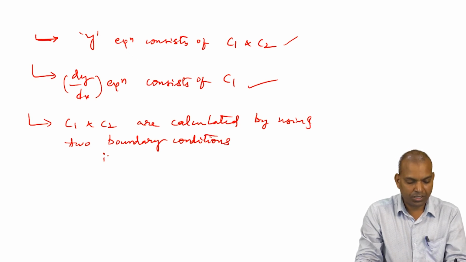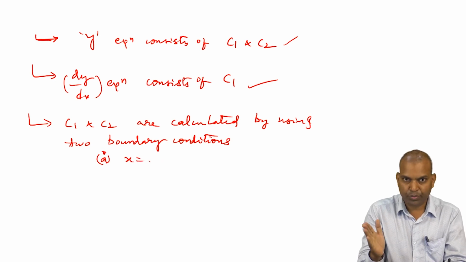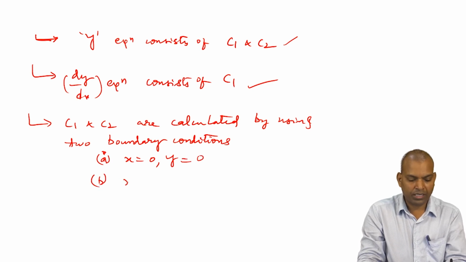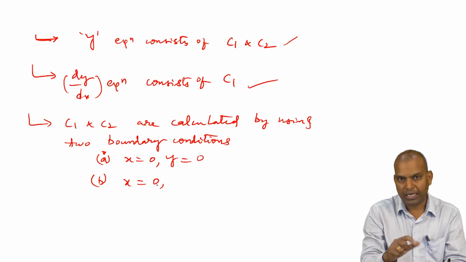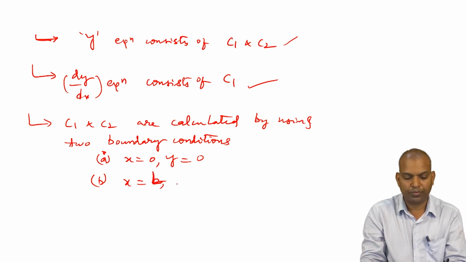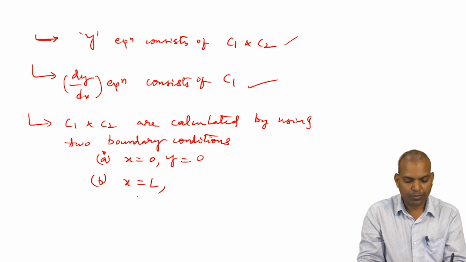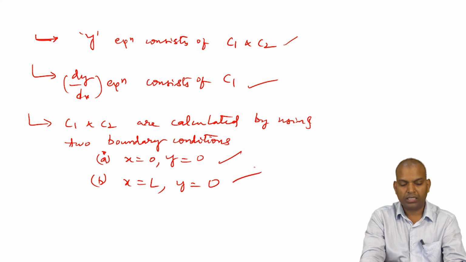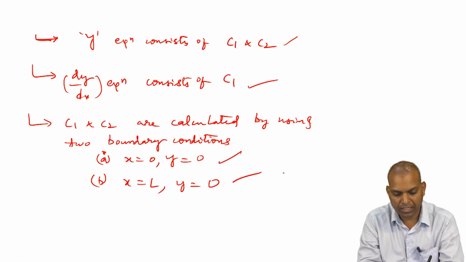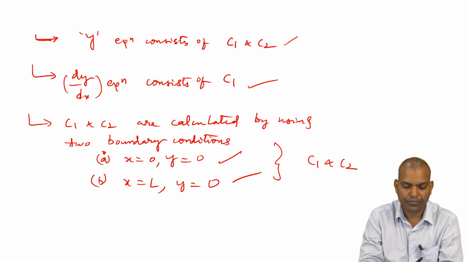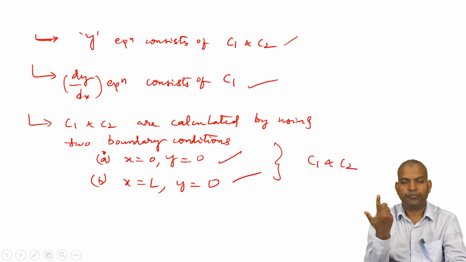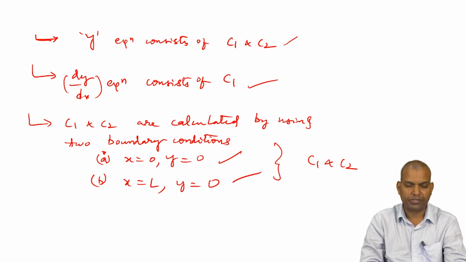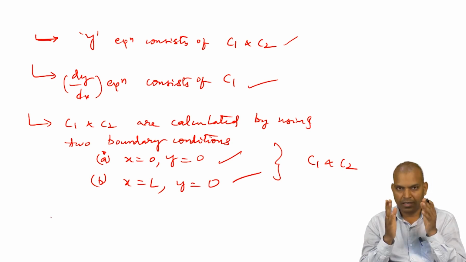What are the boundary conditions? At the first support, taking from the left side, x equal to 0, the deflection equals 0. The second boundary condition is x equal to L, at the other support between the two supports, the deflection y equals 0. By using these two boundary conditions, we can calculate the values of C1 and C2. Substitute C1 and C2 back into the deflection and slope equations. That has to be done for every problem.